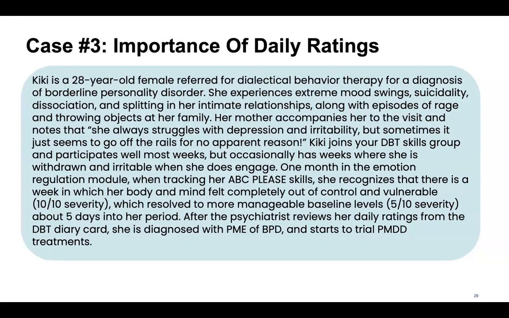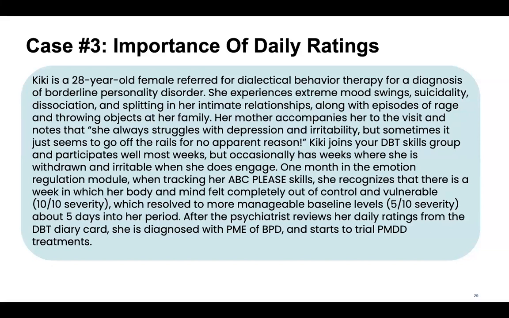Kiki joins your DBT skills group and participates well most weeks, but occasionally she has weeks where she's withdrawn and irritable and she doesn't engage. One month in, in the emotion regulation module, when she's tracking her ABC PLEASE skills, which are all about protecting your emotional vulnerability by taking care of yourself physically, she recognizes that there is a week in which her body and mind felt completely out of control and vulnerable. She rates this as a 10 out of 10 severity, which then resolved to more manageable baseline levels, more like a 5 out of 10, about 5 days into her period.